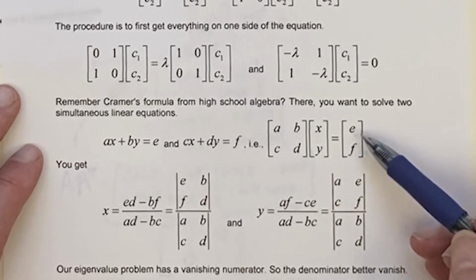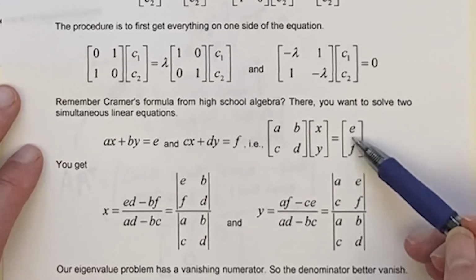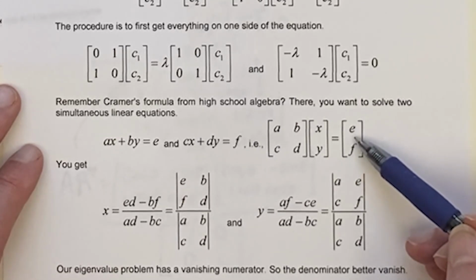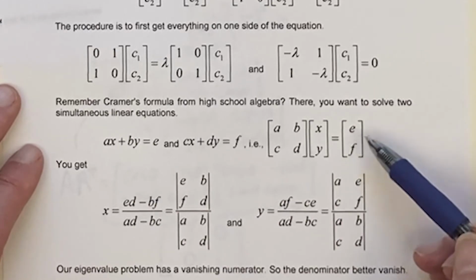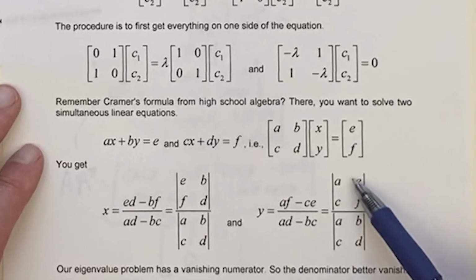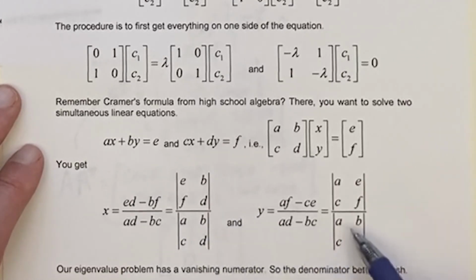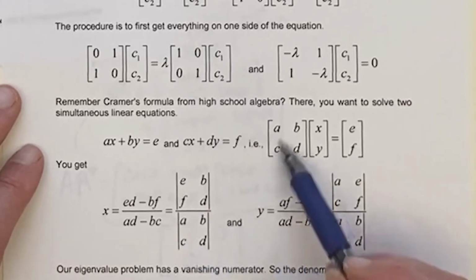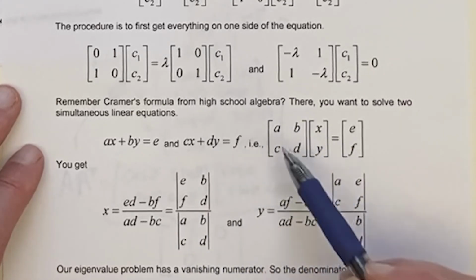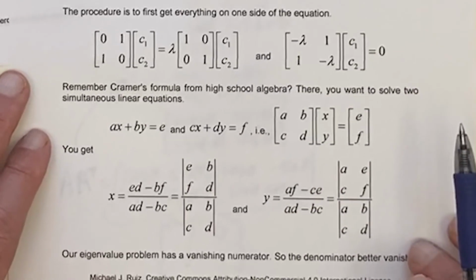Now the problem is, if e and f are 0, because that's what we have in our case, we have zeros over here, then you're going to find that this is going to be 0, and this is going to be 0. And for you to have a solution, you have to have an indeterminate form. You'll have to have a 0 and a 0 down in here. So in other words, the determinant of this matrix will have to be 0 when you have e and f to be 0. And that's what we have.